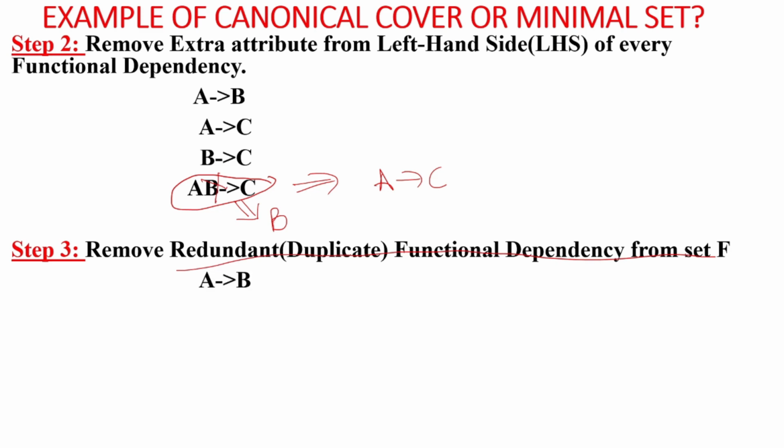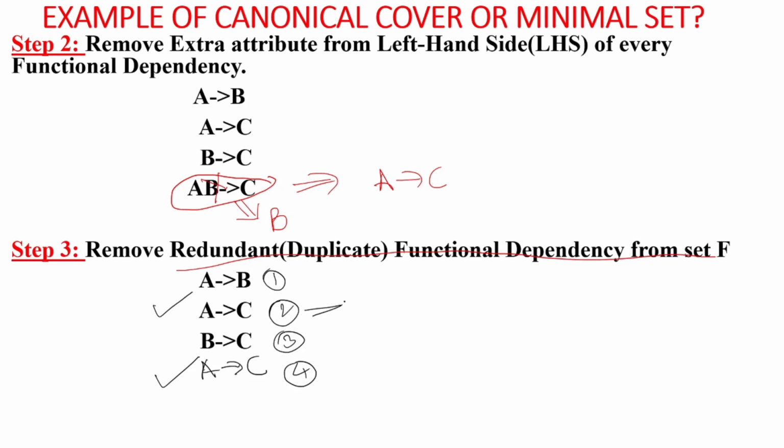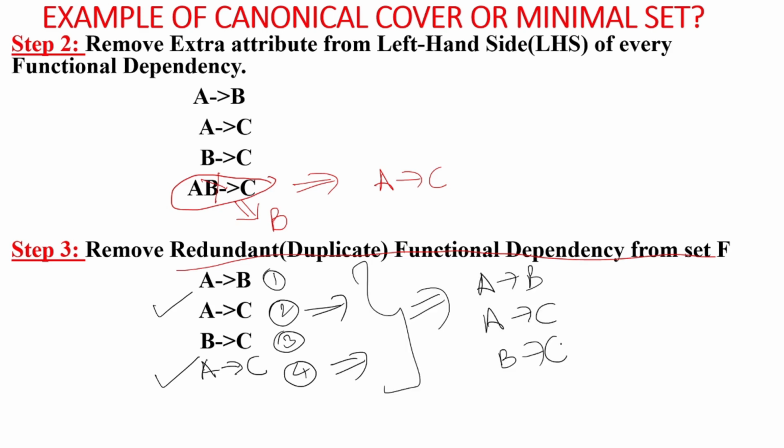So from step 2 we'll have 4 FDs like this, but you can see A tends to C is there over here also, and A tends to C is there again. Out of FDs 1, 2, 3, 4, FD number 2 and FD number 4 are the same thing. So we don't have to write it twice. You can write this only once. So these are the 3 FDs which will come in step 3 now. So in step 3 we have to only consider these 3 FDs.